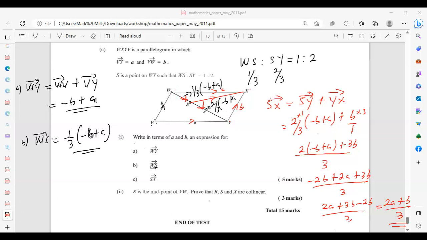Yes, sir. All right, so we are doing the last question. If R is the midpoint of VW, prove that RSX is collinear. Anybody know the meaning of collinear?